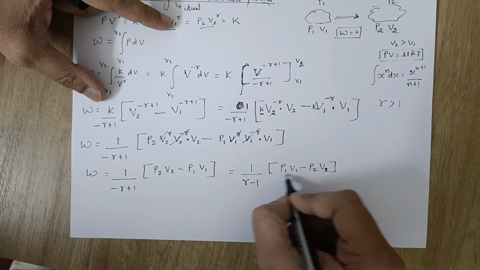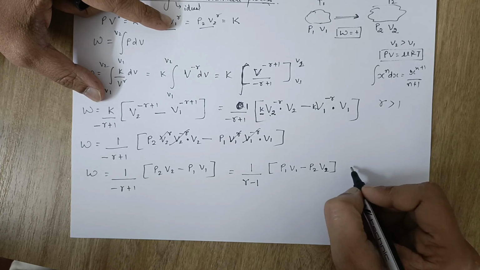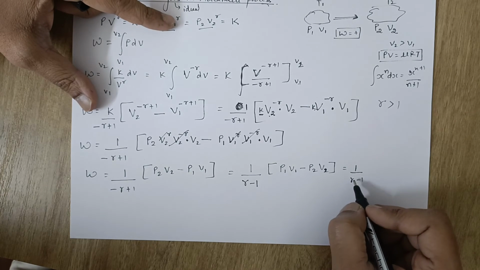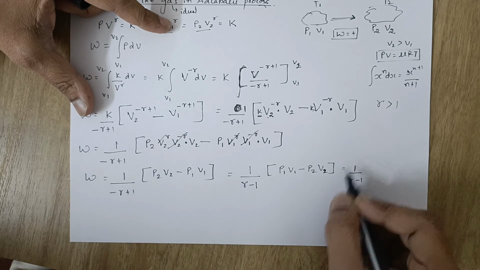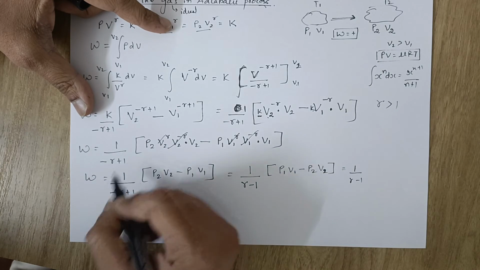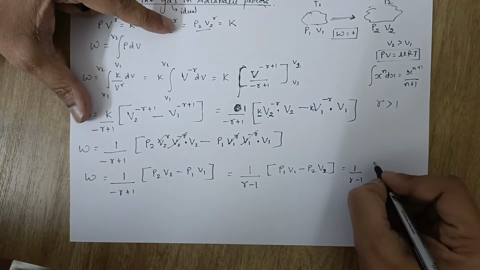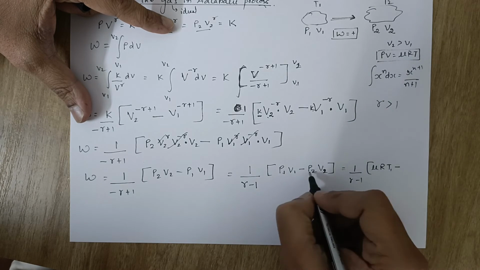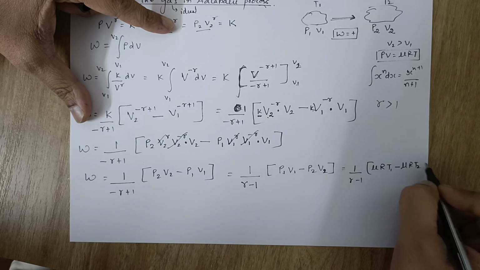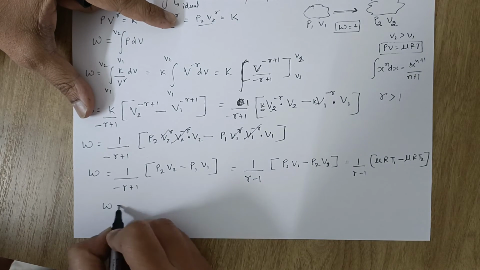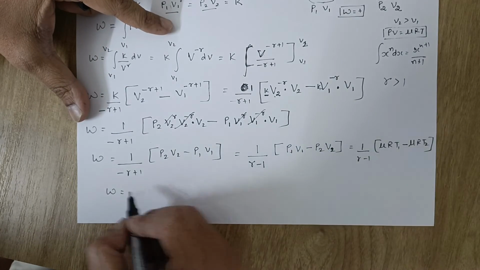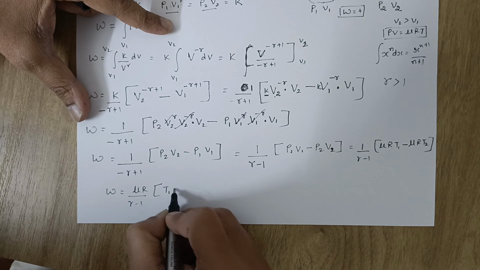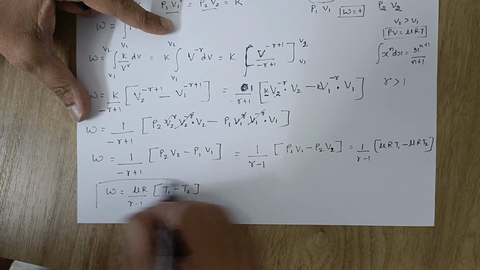Since we are dealing with an ideal gas, this looks fine, because gamma is a number greater than 1, so this becomes positive. Otherwise you will have to deal with this negative part always. Alright, so this can be written as P1 V1 equal to mu R T1 minus P2 V2 equal to mu R T2. Now mu R is going to be common, so let's pull this out. So mu R divided by gamma minus 1 times T1 minus T2, this is the expression of the work done.